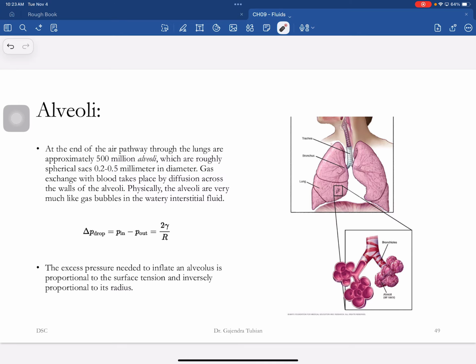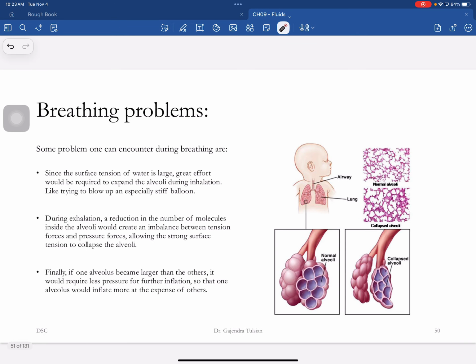Some of the problems one can encounter during breathing: if there was no surfactant in your alveoli, the surface tension of water is large, and you would need a lot of effort to bring air into the alveoli. So it's like blowing a stiff balloon. You don't want this balloon to be too stiff.